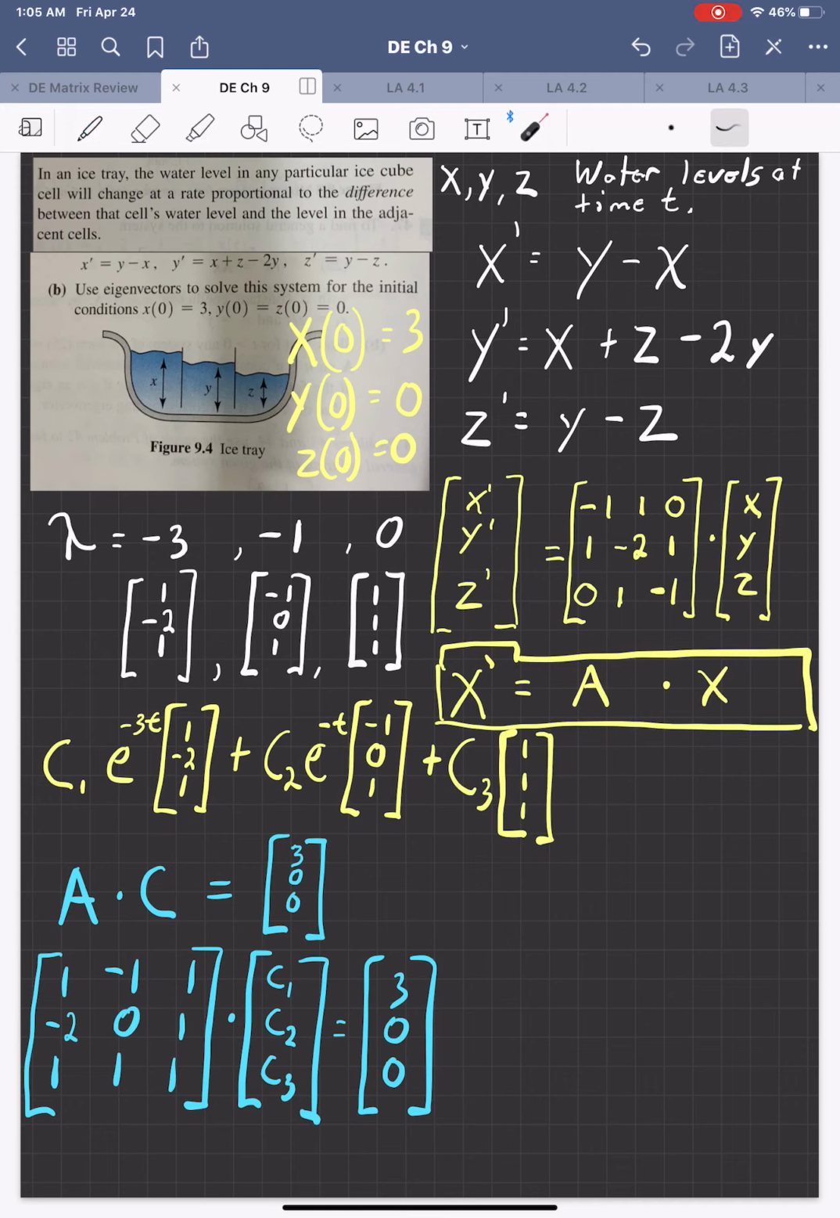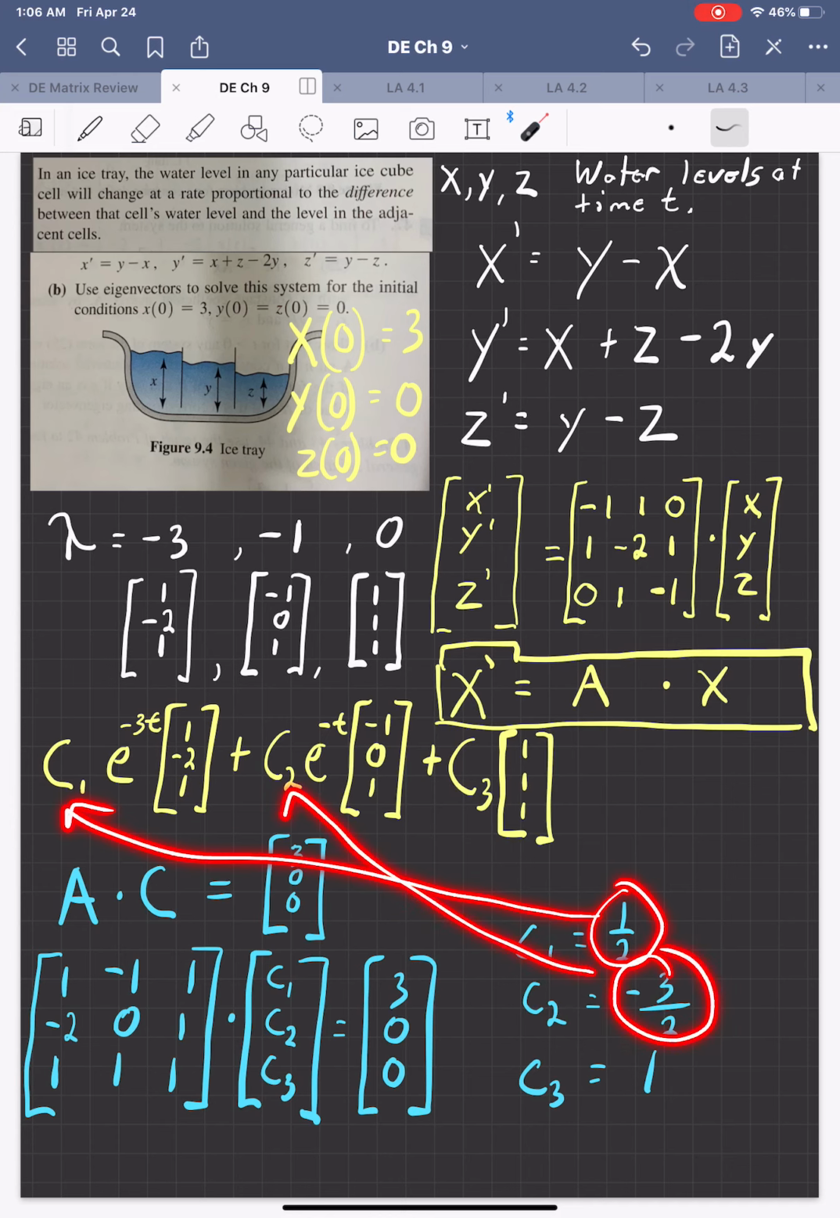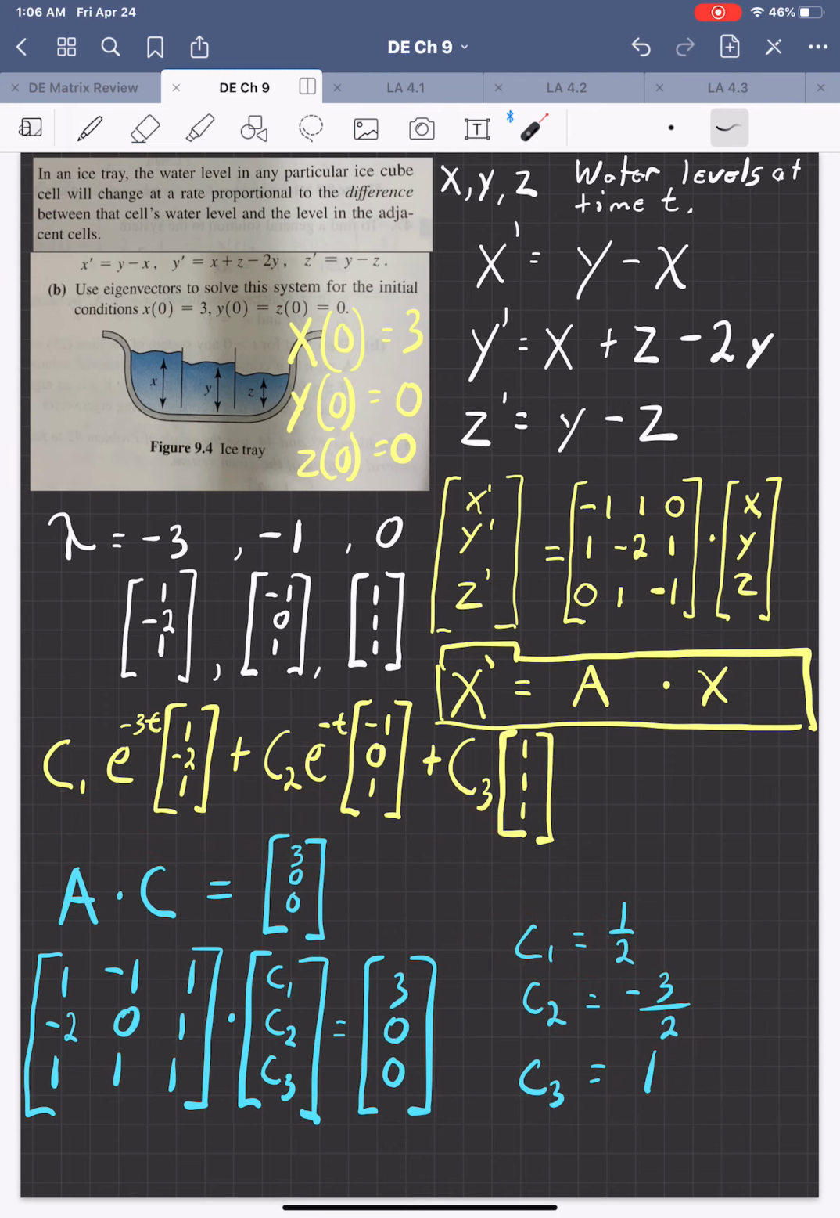Just pay attention to how, when I give you initial values like this, that translates into an initial value like this. I've already shown you how to do this. You would take A, set it equal to your 3, 0, 0, and row reduce, and you end up with the following: c sub 1 equal to 1/2, c sub 2 equal to -3/2, and c sub 3 equal to 1. Now it's your job to plug that into your general solution so that you have your particular solution. I can punt on this because I've already studied this stuff.